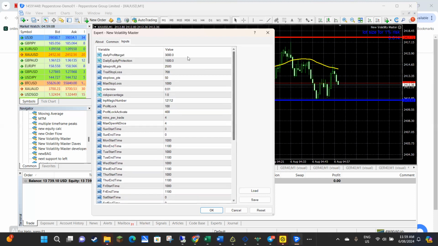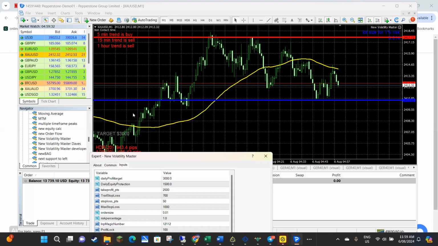Now, jumping back up here to the settings and explaining a few. Daily profit target. What's going to happen is if you were to make $3,000 for the day, if your equity went up by $3,000, it would close all open trades and stop trading for the day. And then the next day, it would automatically reset and start trading again. It would also print roughly here on the chart. It would come up in red saying target hit, so you'd know what was going on.